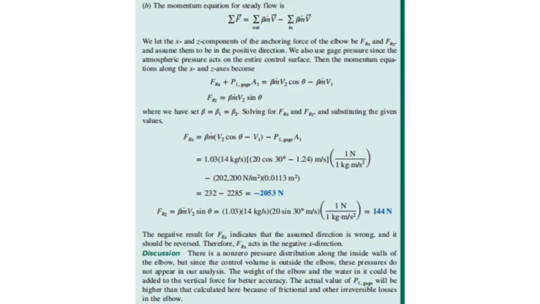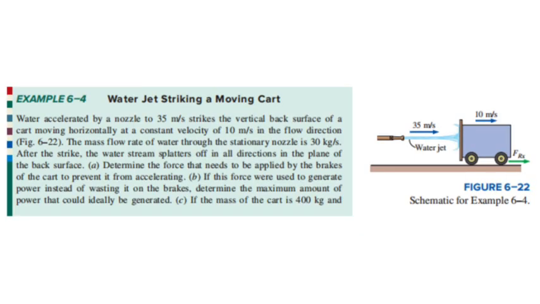For the Z direction, water deflects upward, creating an upward momentum change. This gives FRz equals 144 Newton upward. So the resultant anchoring force has two components, 2053 Newton in the negative X direction and 144 Newton in the positive Z direction. Next, we move to example 6.4, water jet striking a moving cart.